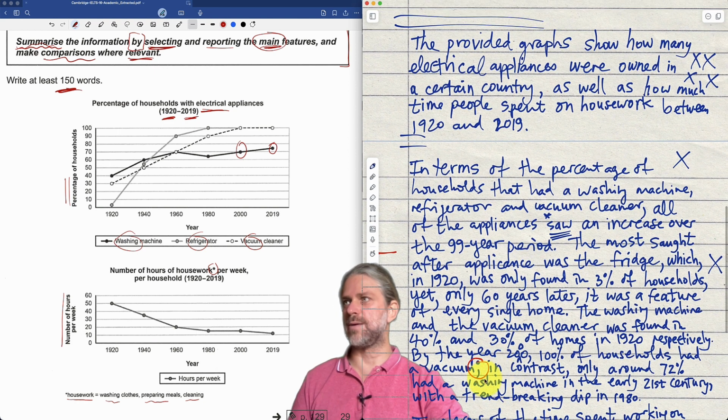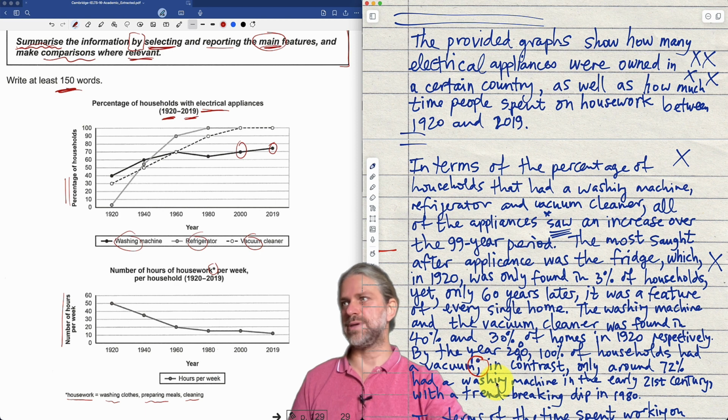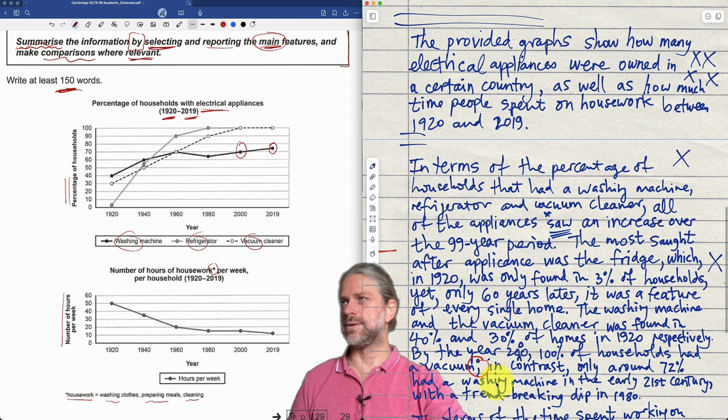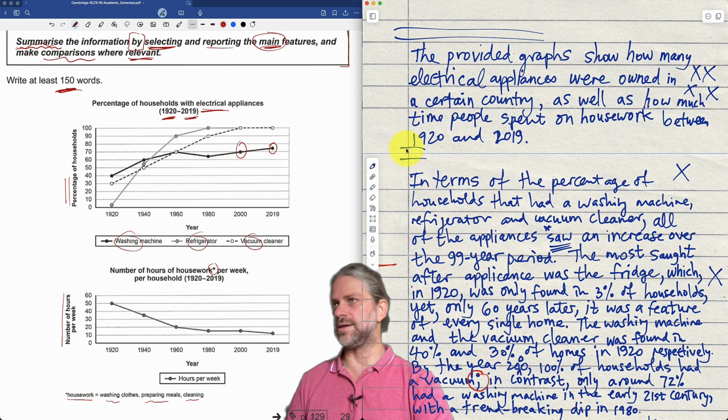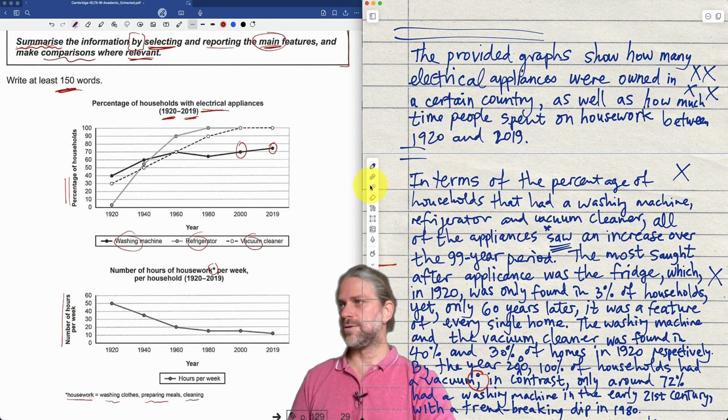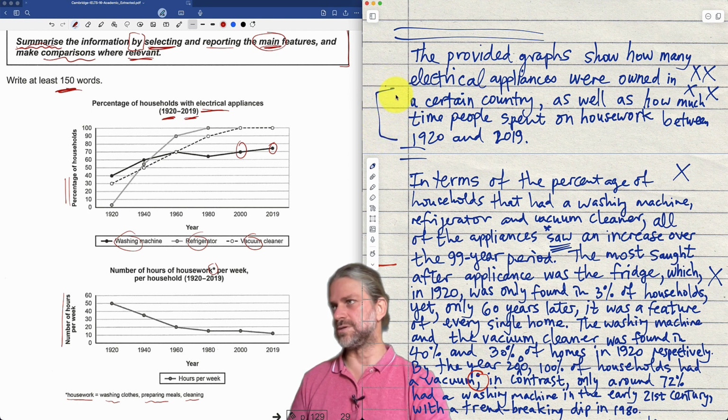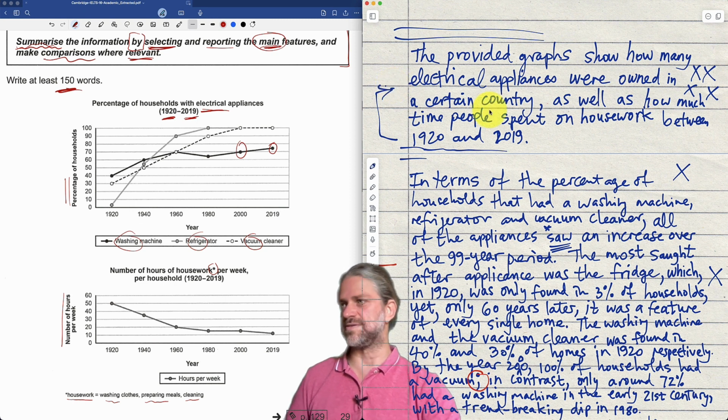So the provided graphs show how many electrical appliances were owned in a certain country, as well as how much... I think I need to add here between. Oh yeah, there we go. As well as how much time people spent on housework between 1920. Yeah, that's fine, because these dates also refer back to the previous thing.